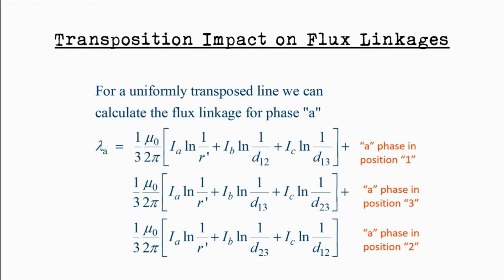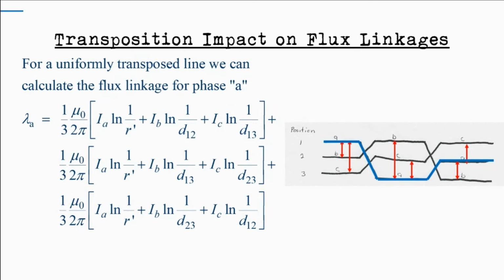What I did here, simply, I divided my equation, which was the same as before, you see the equilateral triangle. I'll divide them in 3 parts. I will consider in each part, each one will be 1/3, the radius of the conductor itself, or geometric R dash, and the 2 other distances. These 2 other distances are based on the position of the conductor. When it was in position 1, it has the spacing D12 and D13. When it's in position 3, it has D13 and D23, and so on.